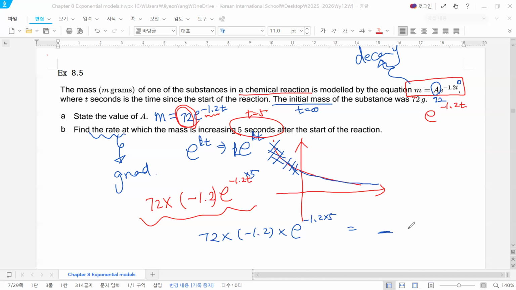Negative 86. Okay, let's say negative 86.4. So it means that, students, around the time when 5 seconds pass, the decay rate of this chemical substance is negative 86.4.